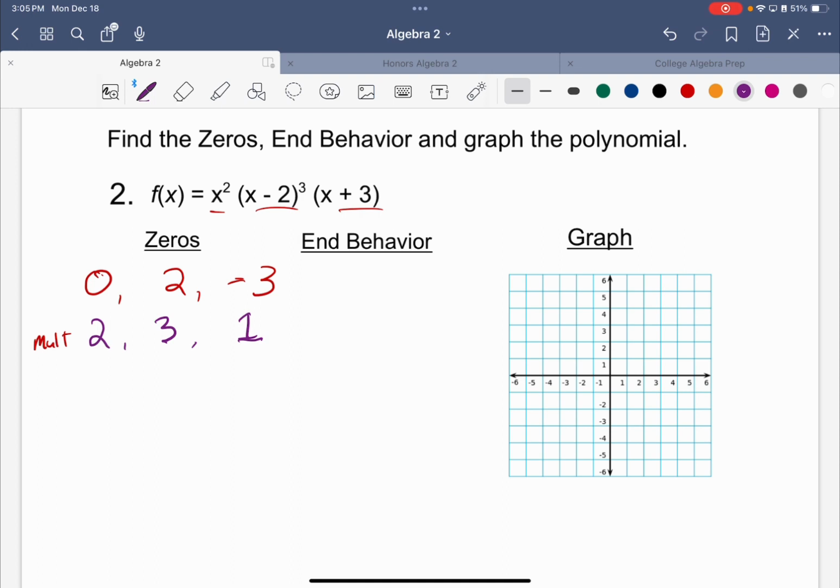So we've got zeros, we've got multiplicities, now we do end behavior. So I need the degree. 2 plus 3 plus 1 is 6. So it is even. If I look at all my x's, they're all positive, right? So it's even and positive. Even and positive is quadrants 1 and 2. So I put my end behaviors on my graph. Now I plot my points. My zeros are 0, 2, and -3.